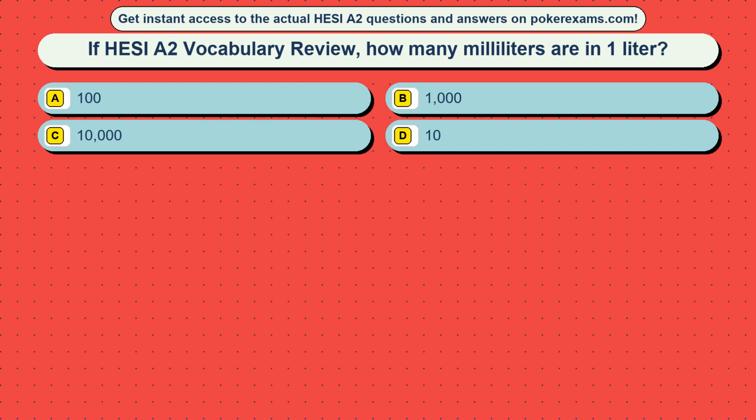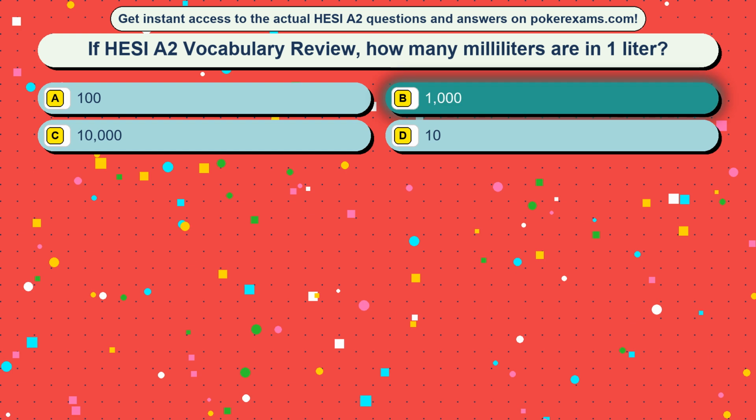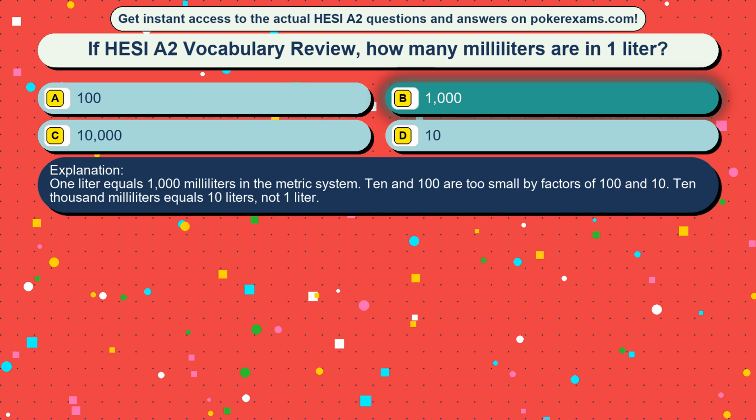Question 30. If HESI A2 Vocabulary Review, how many milliliters are in 1 liter? Option A, 100. Option B, 1000. Option C, 10,000. Option D, 10. The correct answer is option B, 1000. 1 liter equals 1000 milliliters in the metric system. 10 and 100 are too small by factors of 100 and 10. 10,000 milliliters equals 10 liters, not 1 liter.